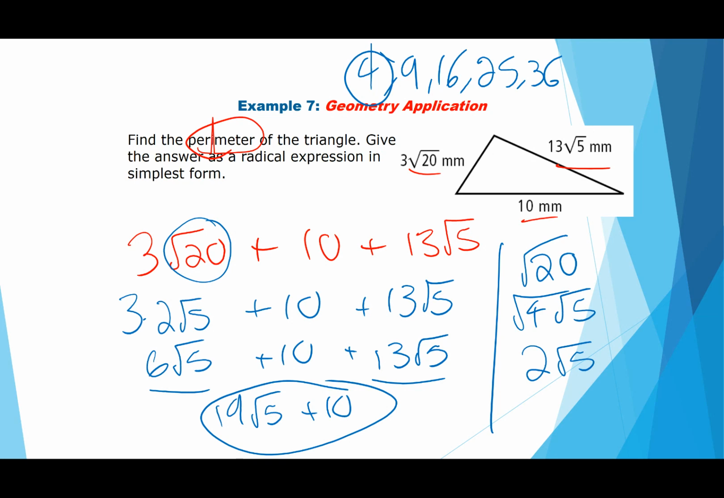So don't be afraid of word problems. All you really had to know about this word problem is that perimeter means add up all sides. So you had to know to set it up like this, where you take each side and add them together, create your problem. Simplify each of these terms. The only one that needed to be simplified was the first one, and then combine your like radicals at the end. All right, so I'll leave you guys to it.